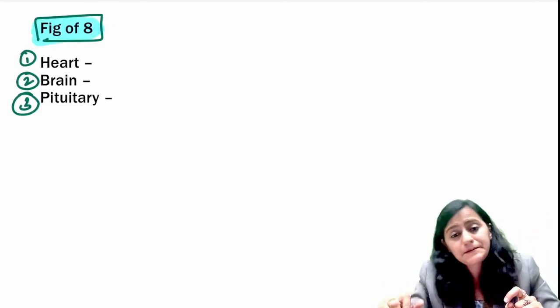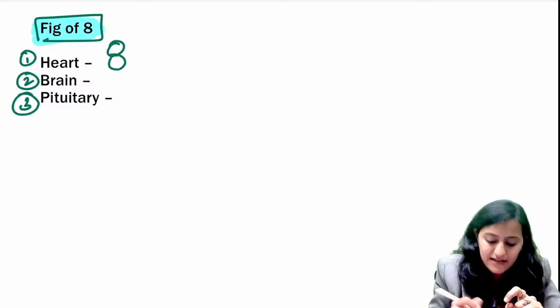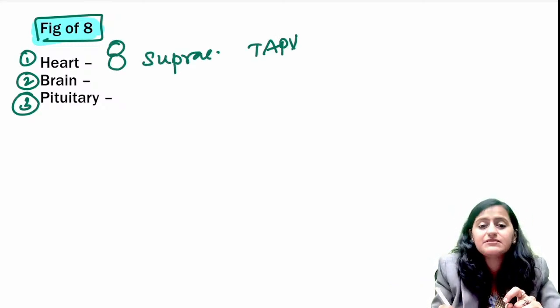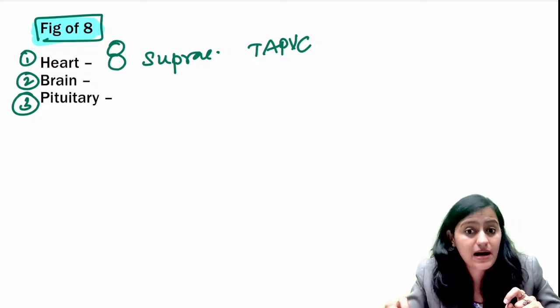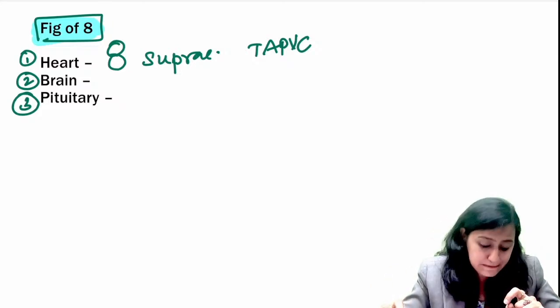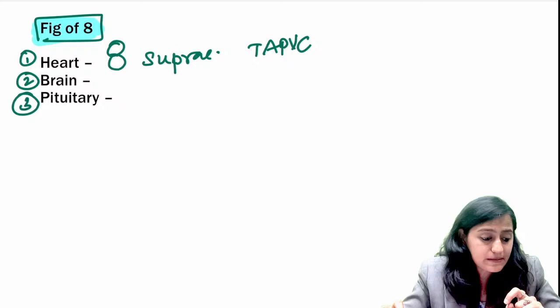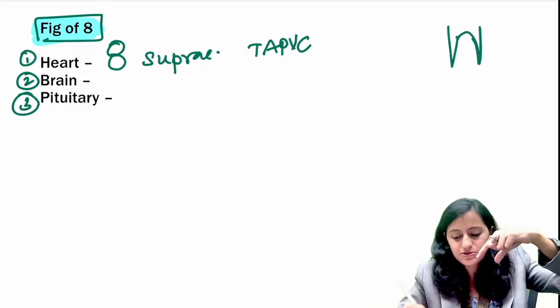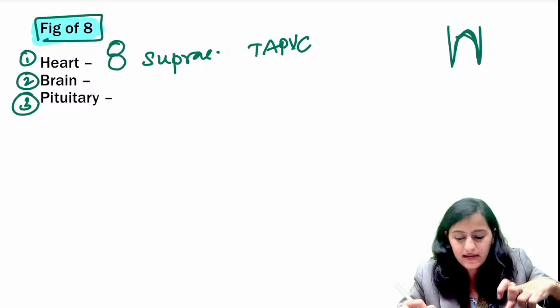Coming to the figure of 8 appearance, where do you have figure of 8 in the heart, brain and pituitary? We have already seen figure of 8 in the heart: supracardiac TAPVC, type 1 TAPVC, the snowman heart. Where do you have it in the brain? Yes, Joubert has a molar tooth appearance because of the elongated superior cerebellar peduncles, right? You get the molar tooth there.